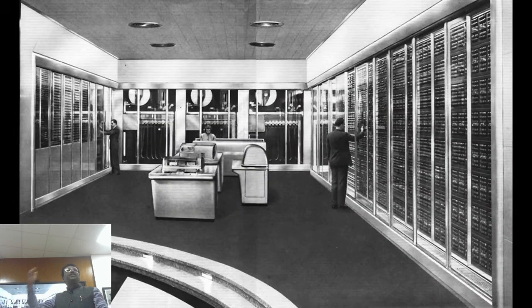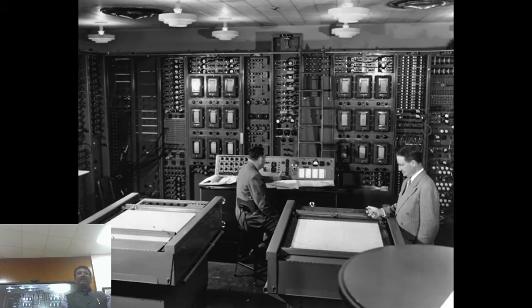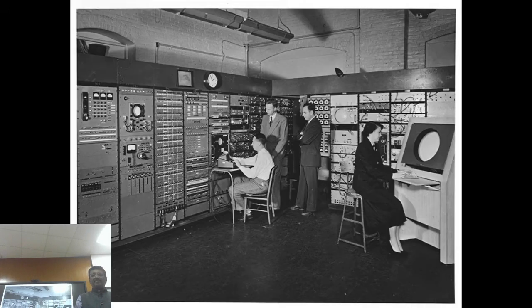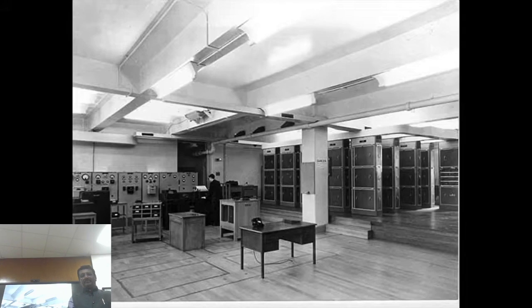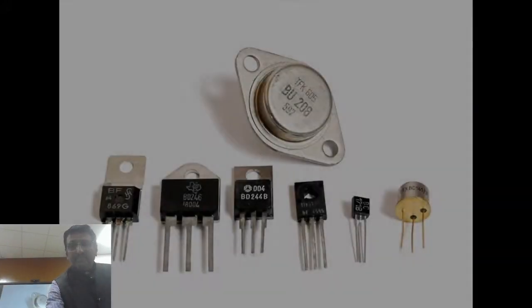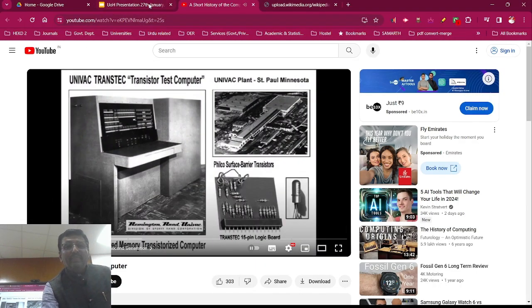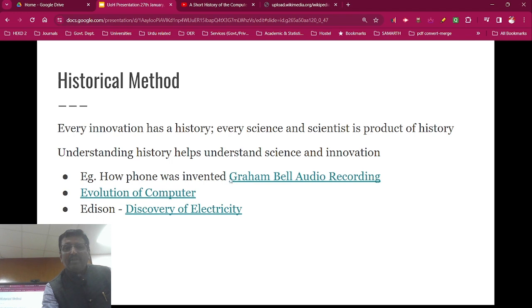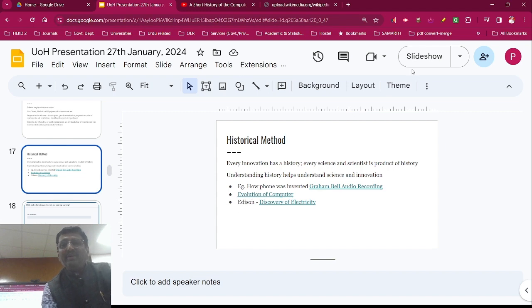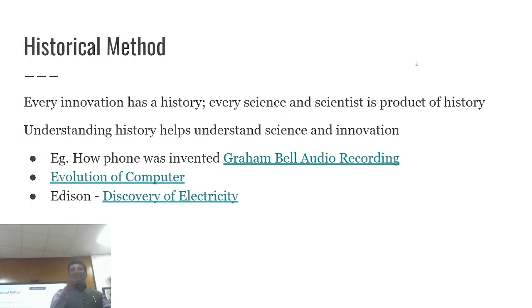Evolution, I'm talking about the history of computers. That is why I have given you the example. Probably you can see these things only as an example. Edison discovered electricity, how? That is also history, part of history. Science cannot be taught without history, you know.